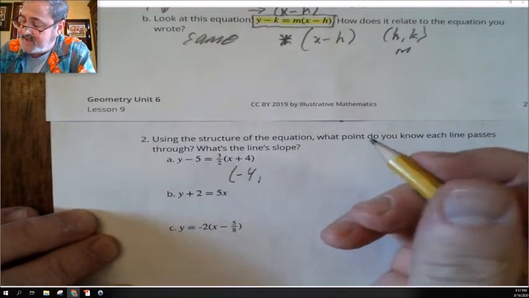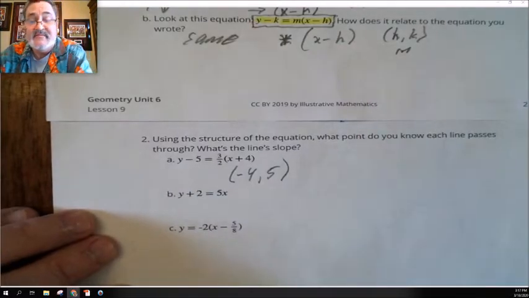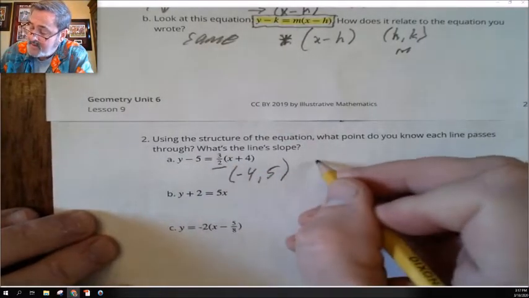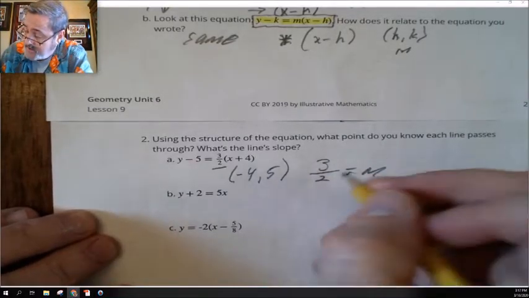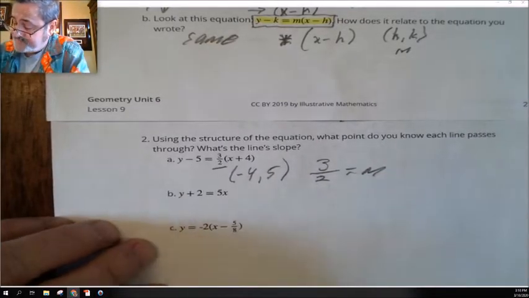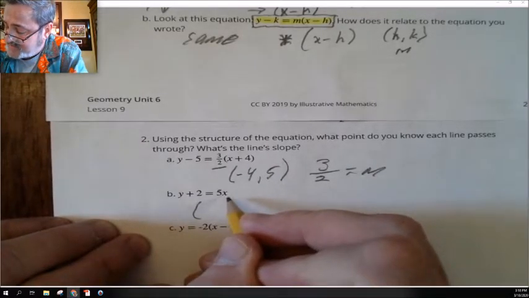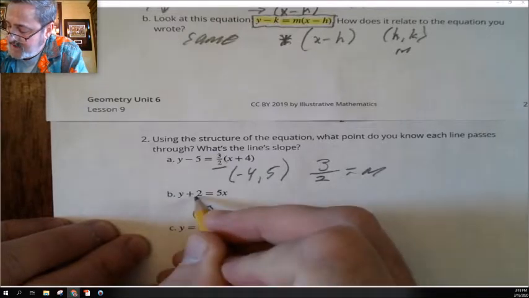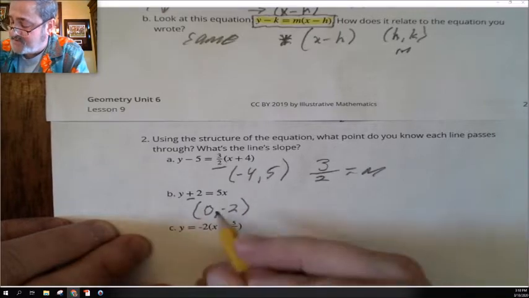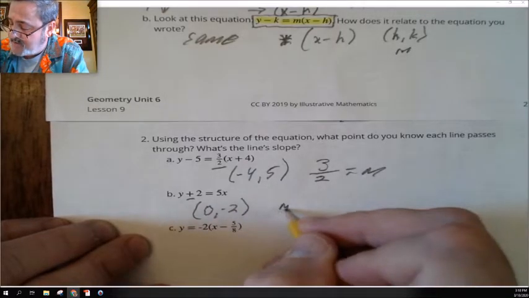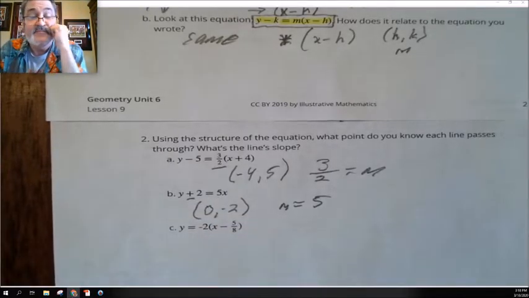So there's the x. And y minus 5, it must go through that point with a slope equal to 3/2, right? 3/2 equals the slope. How about this one? Y plus 2, so it must go to the point. Well, there's nothing after the x, so the x must be 0, and plus 2 means this must be a negative 2. So it must go through that point and have a slope equal to 5, because that's what's in front of the x.